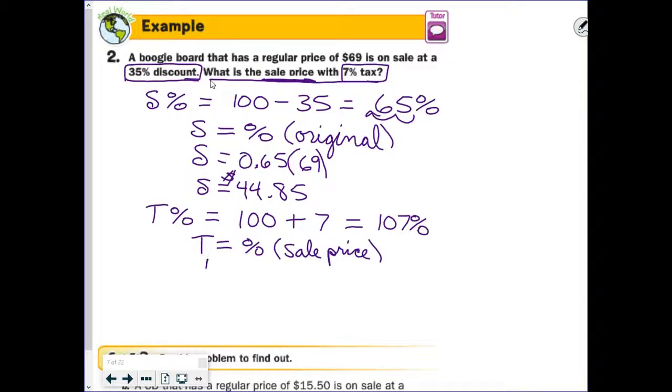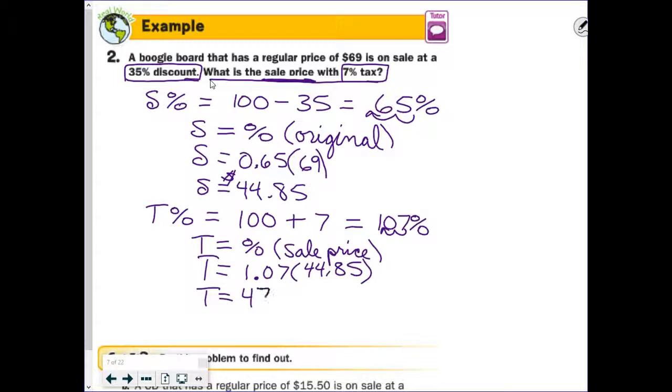So we are going to take 107% as a decimal, moving the decimal point 2 places to the left. Make sure you don't move it 3. And so you will use 1.07 times our sale price, which was $44.85. And so we clear out our calculator, 1.07 times 44.85. We hit equals, and we get a decimal, a whole number in a decimal.